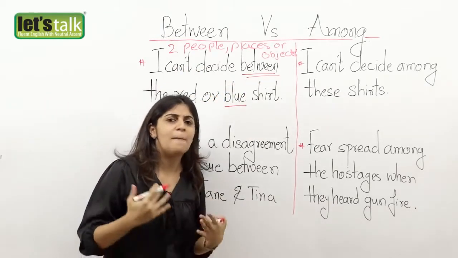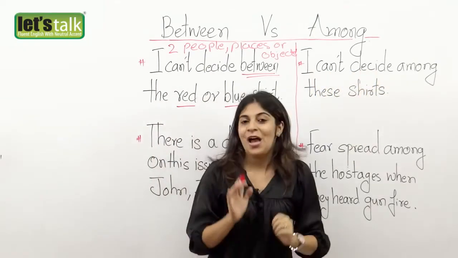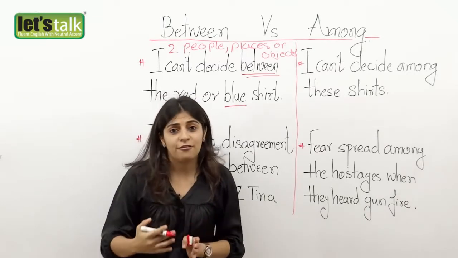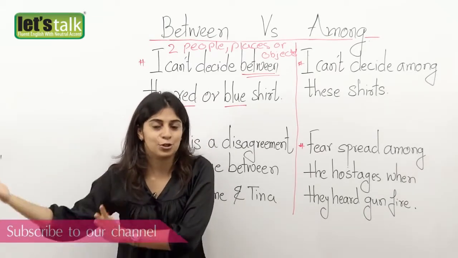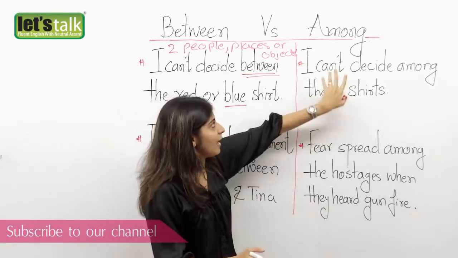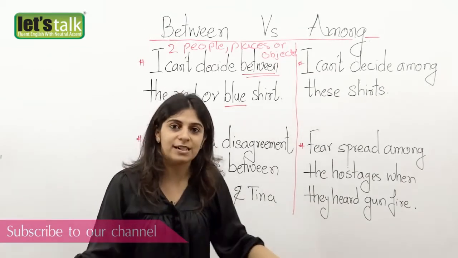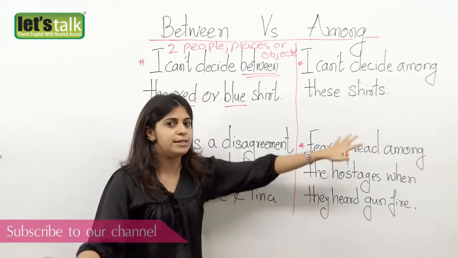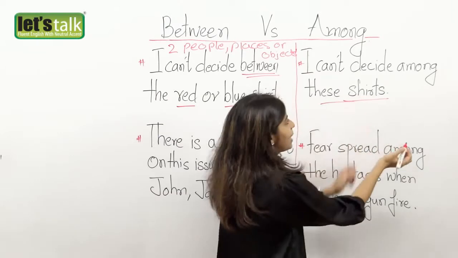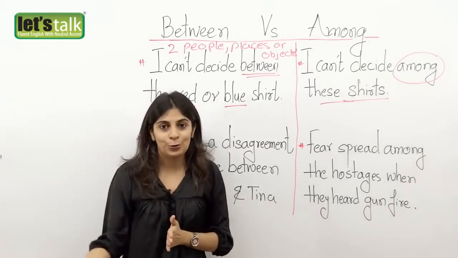So when do we use the word among? Now here, if you see, I can't decide among these shirts. First let me explain when we use the word among. When we are referring to more than two people, places, or objects, we use the word among. So this sentence implies that I can't decide among these shirts. You've gone shopping and you have so many shirts in front of you that you're unable to make a choice. And that's why you're using the word among here. So you are talking about more than two things, right?